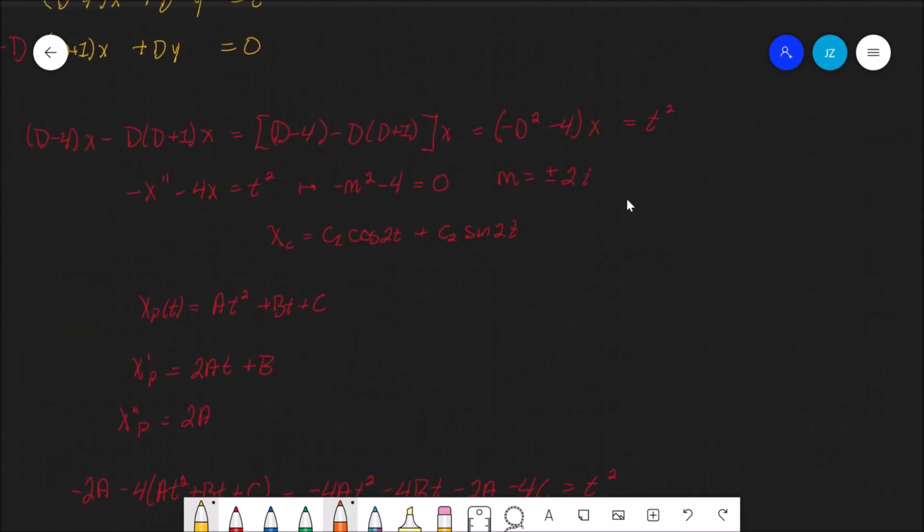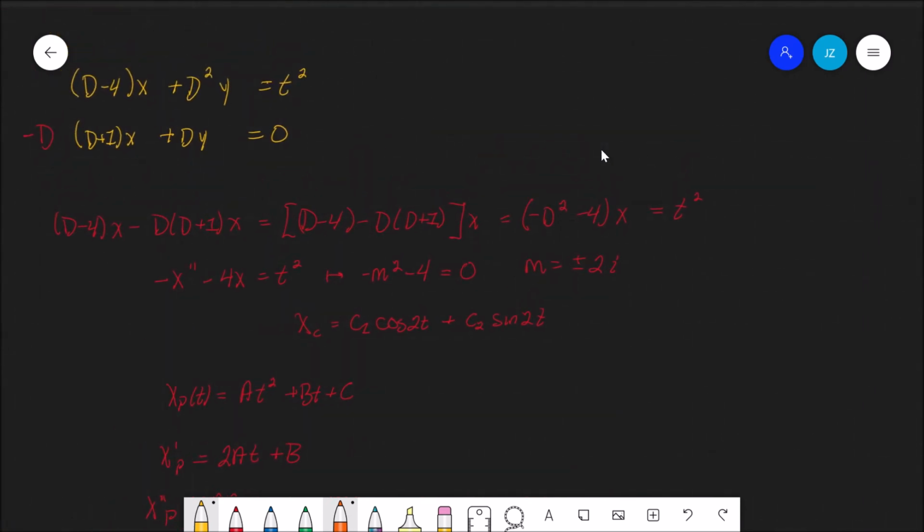We now come back up to our system. We now want to solve for y, so we have to operate on this first equation by d plus 1. We operate on the second equation by negative d minus 4. And we add the two equations together.